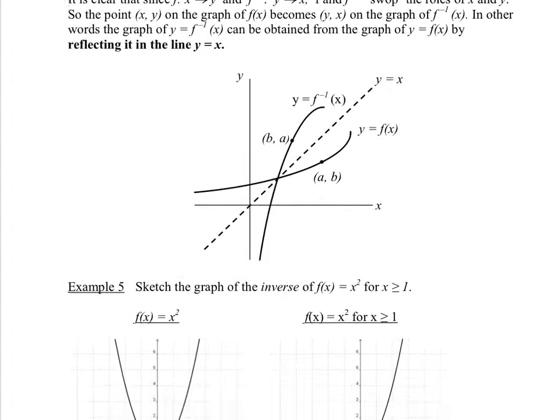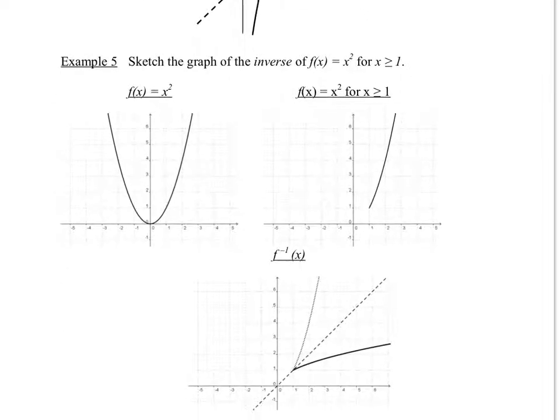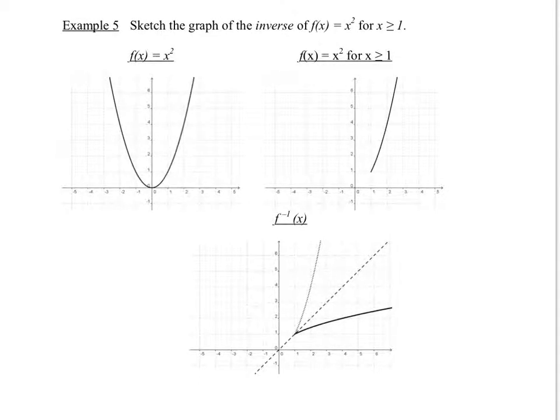So if we wanted to sketch an inverse of f of x equals x squared, we have an example here, f of x equals x squared, but it's restricted to x being bigger than or equal to 1, so it's only this part here. Effectively what we've done is we've erased the part of the graph that's before the 1, leaving us with just this part here.